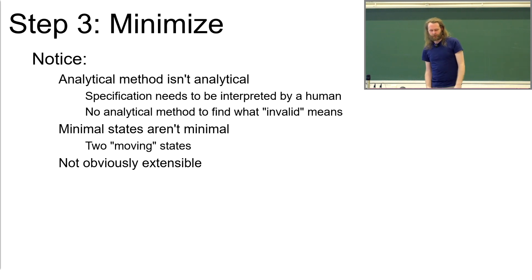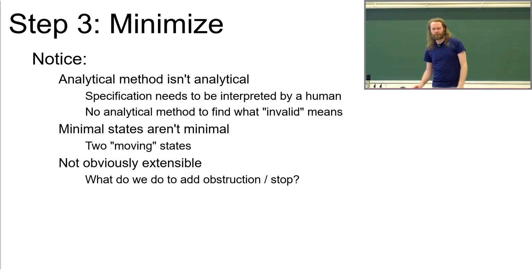And it's also not obviously extensible. So what do we do if we were to add the obstruction switch to this, or what would we do if we were to add the stop button to this? So if you were just kind of designing incrementally and go, oh, we need this extra feature as well, how would you do this? So the question is, do you need to start completely over if you were to add either the obstruction switch or the stop button here?